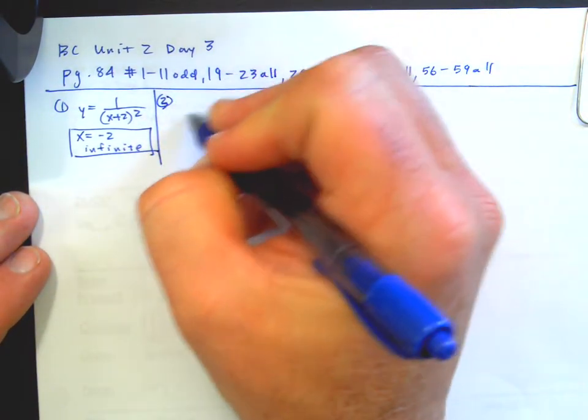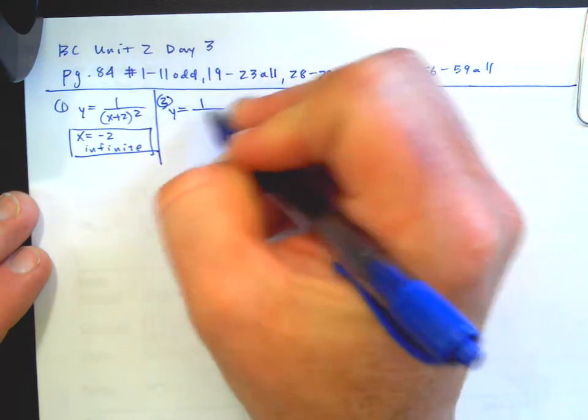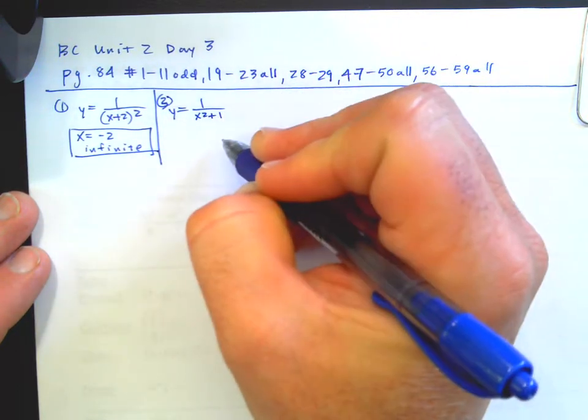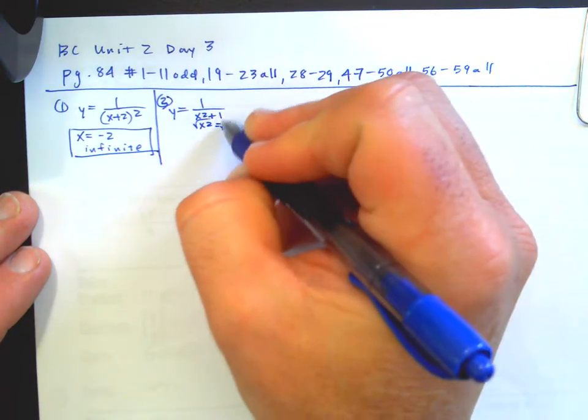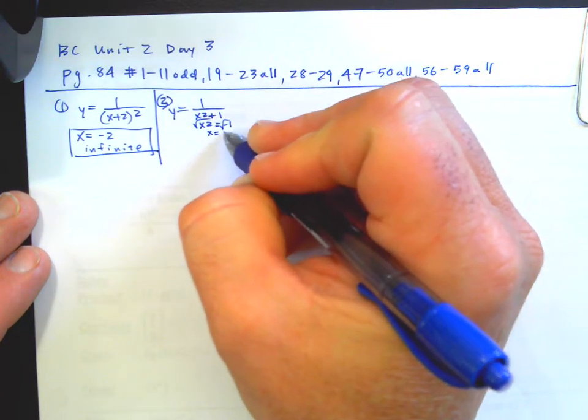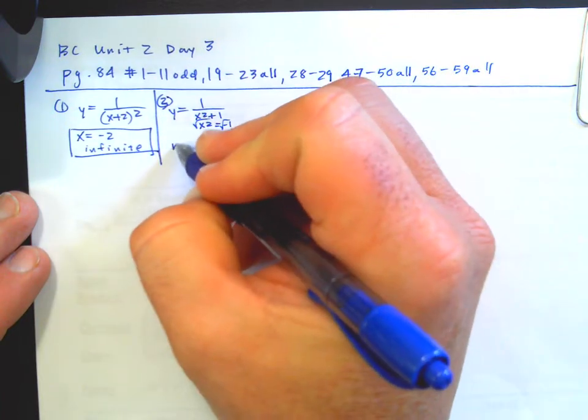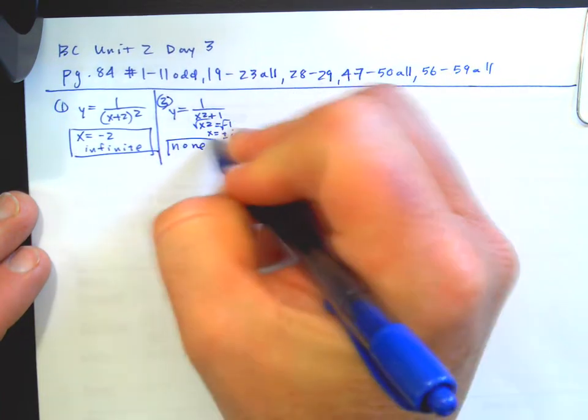3, y equals 1 over x squared plus 1. You can't make that equal to 0 because it's imaginary. So no points of discontinuity.